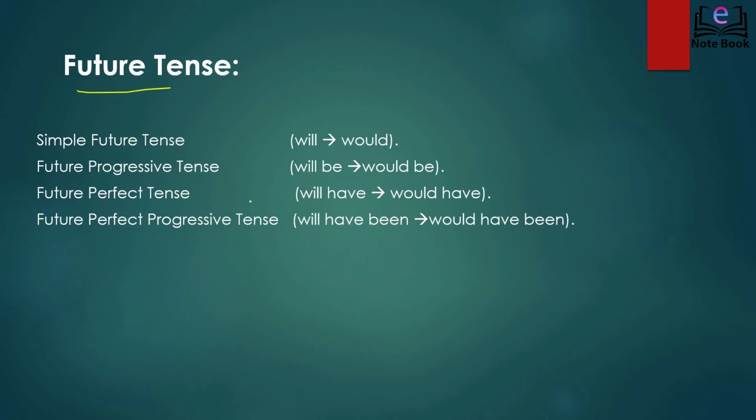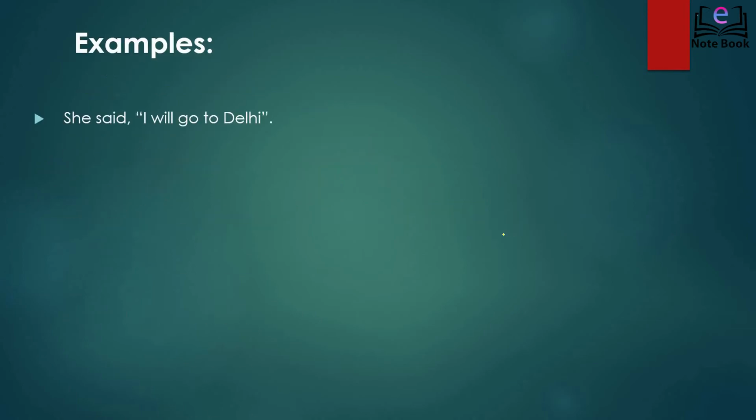Now for future tense sentences, the rules are quite simple. In the direct form, if "will" is used, we change it to "would". "Will be" changes to "would be", "will have" changes to "would have", and "will have been" changes to "would have been". Quickly looking at the examples, she said, "I will go to Delhi" becomes, she said that she would go to Delhi.